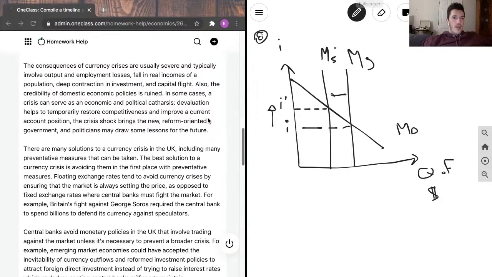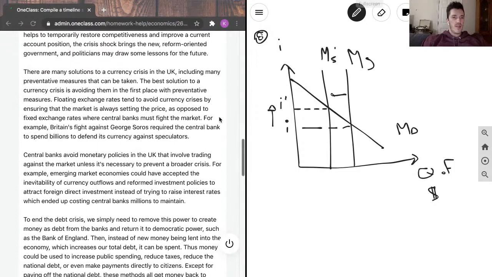The consequences of currency crises are usually severe and typically involve output and employment losses, fall in real incomes of the population, deep contraction in investment, and capital flight. Also, the credibility of domestic economic policies is ruined. In some cases, a crisis can serve as an economic and political catharsis. Devaluation helps to temporarily restore competitiveness and improve a current account position. The crisis shock brings a new, reform-oriented government, and politicians may draw some lessons for the future.